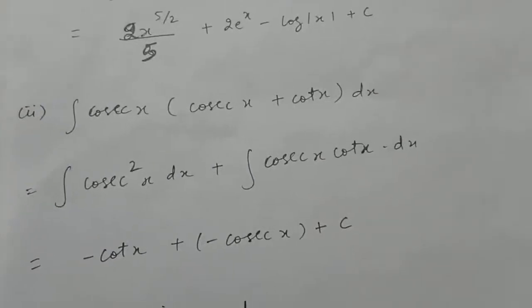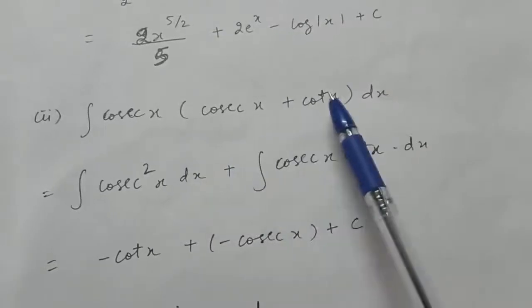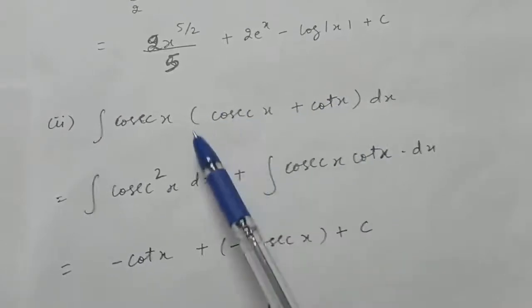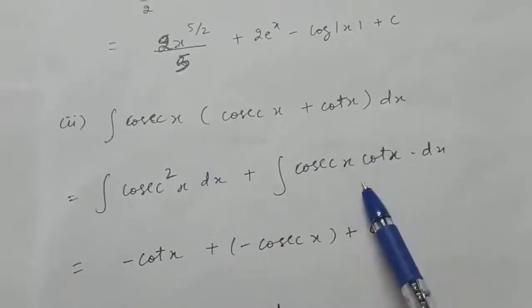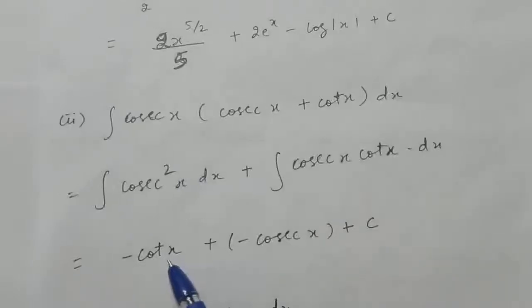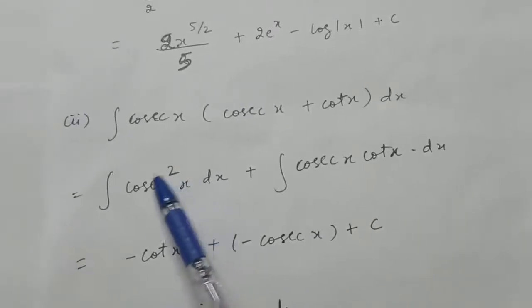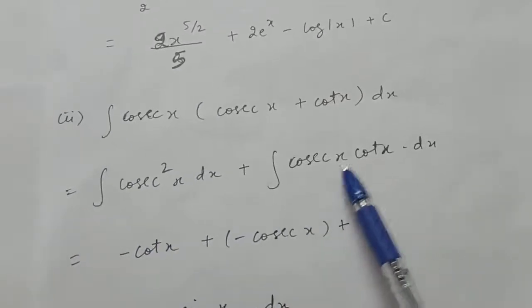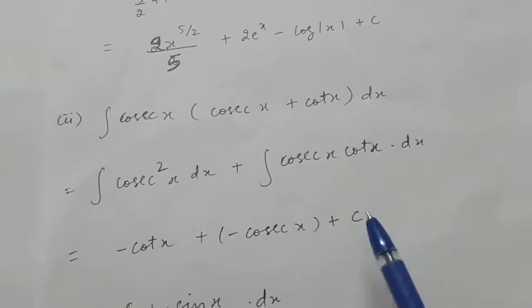Now second is, you have to find the integral of cosecant x into cosecant x plus cot x. So multiply cosecant x with both of these terms. So you'll get the integral of cosecant square x plus the integral of cosecant x cot x. Now the derivative of cot x is minus cosecant square x. Therefore the integral of cosecant square x will be minus cot x, and the integral of cosecant x cot x will be minus cosecant x plus c.